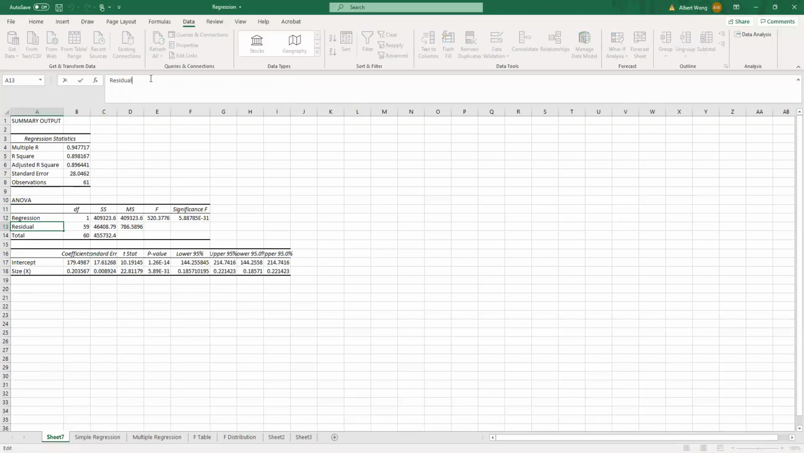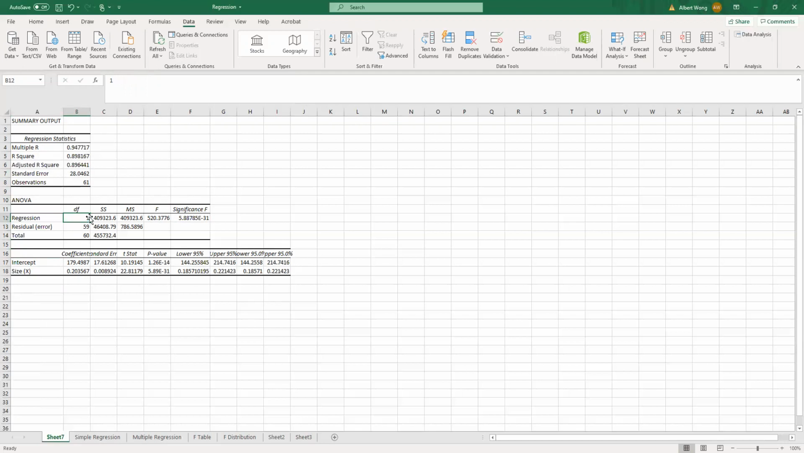Now, some textbooks will also call this error. So this is just a matter of terminology. Some software and textbooks will call it error. In this case, Excel will call it residual. And then you have total. So basically the same thing as before. You break the total variability of y into two components. One is the variability due to regression. The other one is variability due to error.